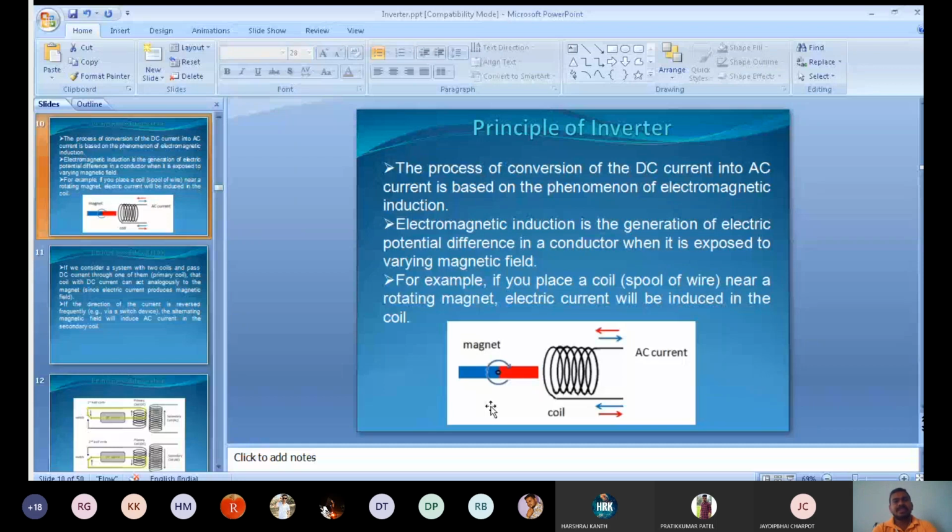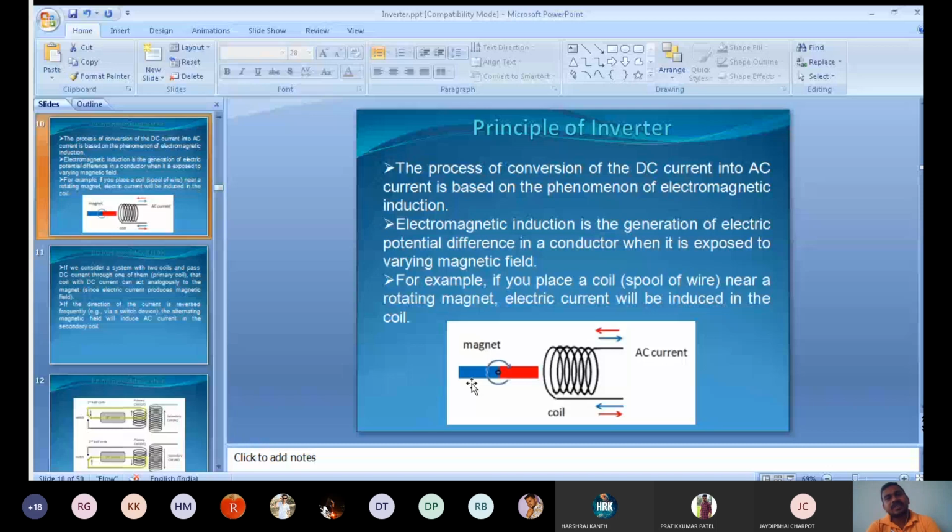Okay, so same thing here. This is one magnet. In place of the magnet, we are taking one coil, and this is the other coil. Okay, and we are giving supply to this coil. So what happens? The magnetic field is produced by this coil, which acts as a magnet. Okay, understood?